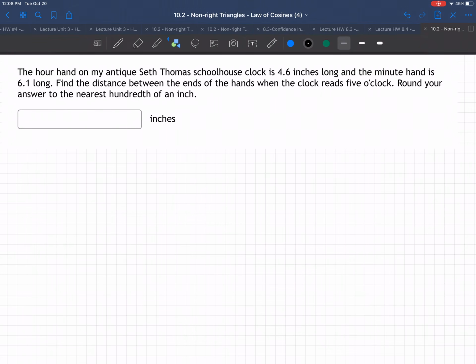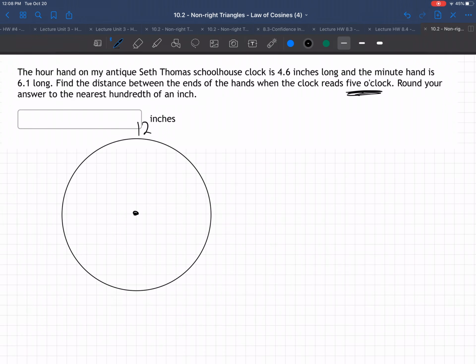Well, it'd be helpful to do a little clock here if I can do my best to form a circle. All right, that little tool helps. So there's a circle, and we'll put this in the center. Okay, and we'll say it's 5 o'clock. So we have the 12 straight up here, 3 here, 6 here, 9 here, and in between we have 1 and 2 and 4 and 5 and 7 and 8 and 10 and 11.